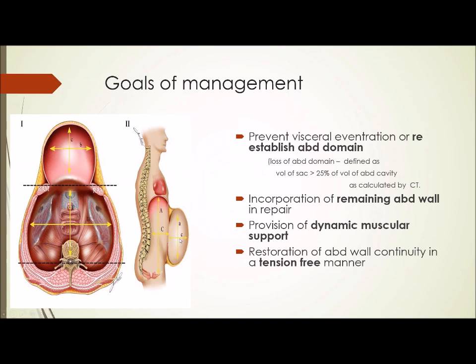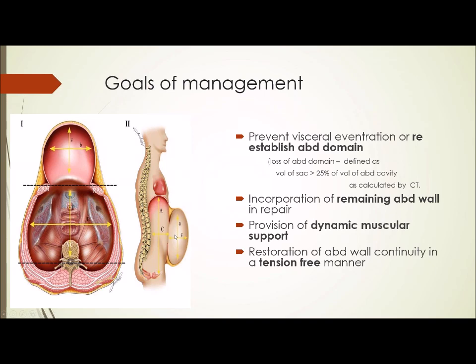Now, question would be, how do you calculate the volume? Very easily done by a CT. A CT can easily calculate the volume of the sac for you and calculate the volume of the abdominal cavity. If you have the volume of both of them, then you can easily say if there has been loss of 25% of volume, or the volume of the sac is more than 25% of the abdominal cavity. That is the loss of domain. If there is loss of domain, try to re-establish it. Number one. And how do you re-establish it?